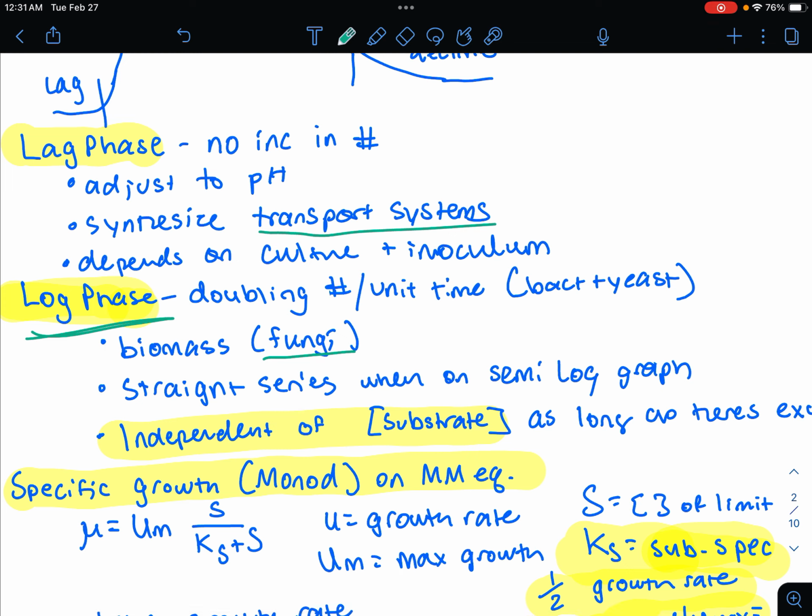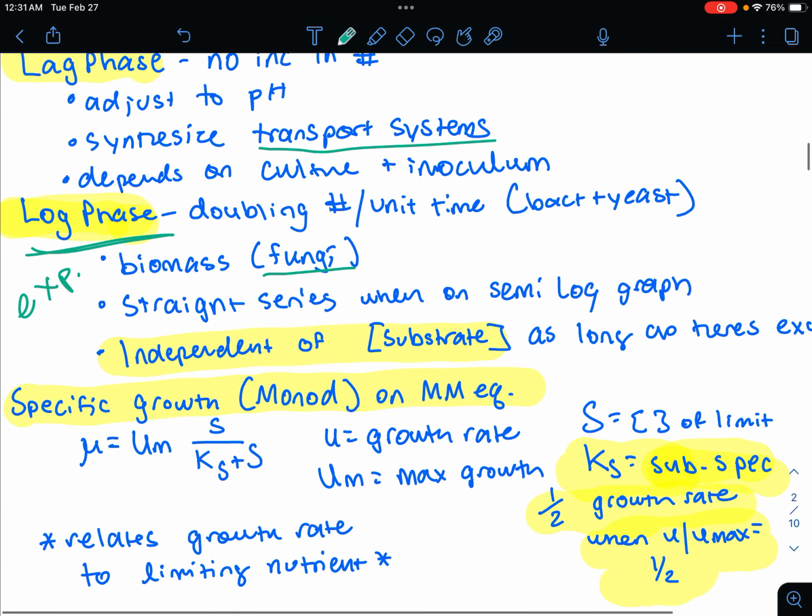For simplicity, I think I'm going to just call this the exponential phase, so we're not getting confused between lag and log. So this is going to be a straight line when cell numbers or biomass are plotted on a semi-log graph. It's also independent of substrate concentration as long as the excess nutrients are present. The growth of cell mass is described by a doubling of cell number per unit of time.